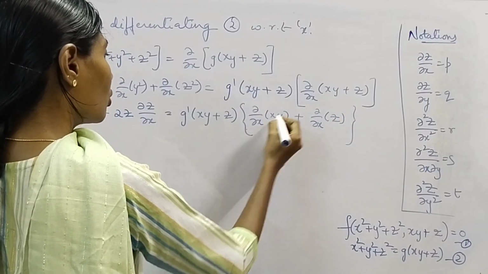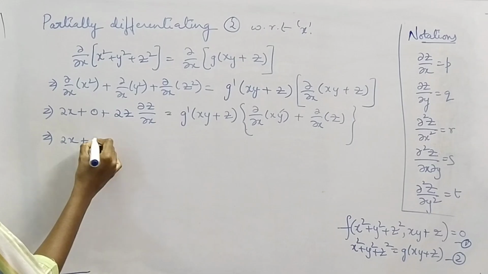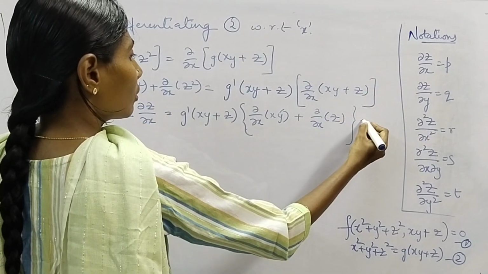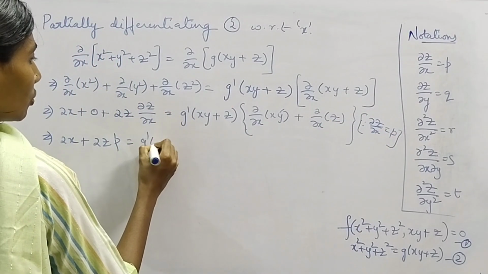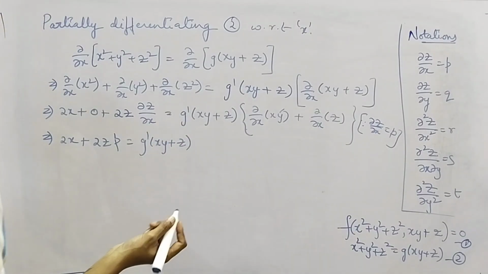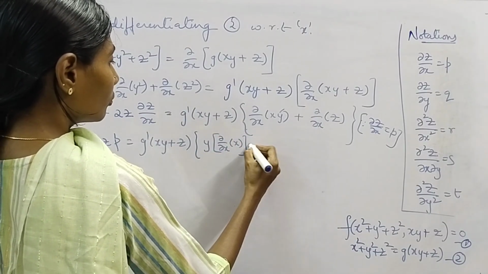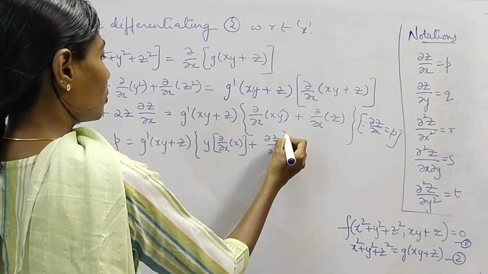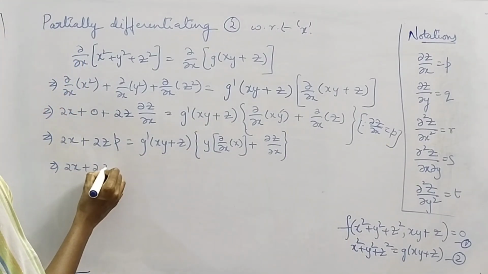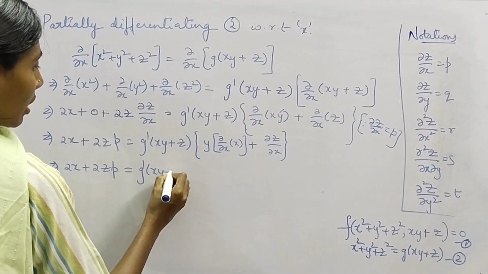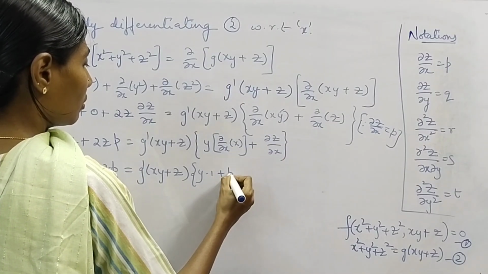So here we have a constant y, right? We can write this as y into dou by dou x of x. Or you can just do it directly: 2z into dou z by dou x. Since we have the notation dou z by dou x equal to p, we can just replace it by p. This equals g dash of (xy plus z) into y into dou by dou x of x, plus the partial derivative of z with respect to x, which is dou z by dou x. Here also we'll replace dou z by dou x by p, and this gives us 2x plus 2zp equal to g dash of (xy plus z) into y into the partial derivative of x with respect to x, which is 1, plus p.